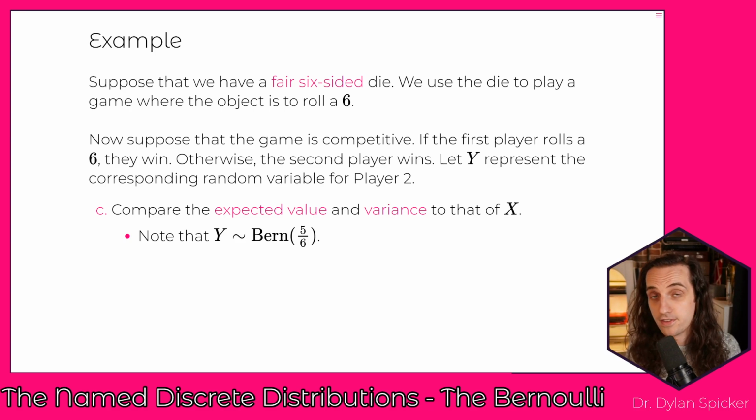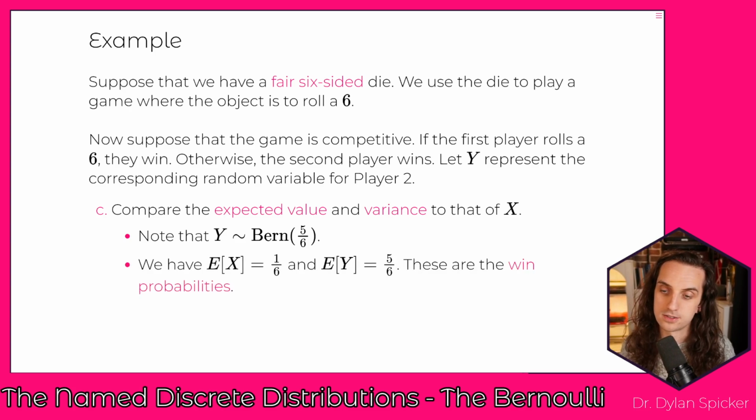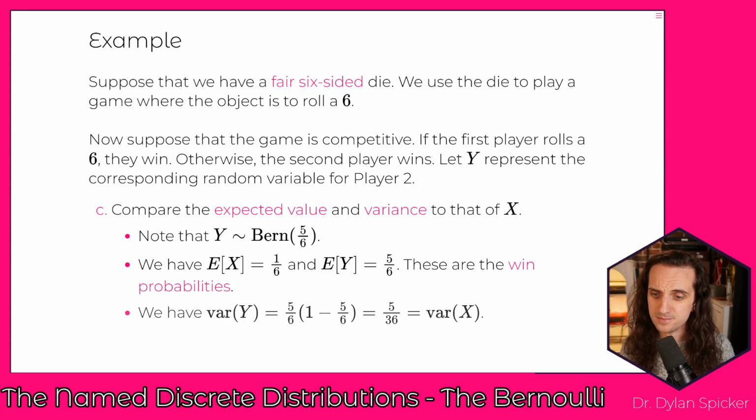And so what's the expected value of a Bernoulli 5 over 6 random variable? It's just equal to p. P in this case is 5 over 6. So the expected value of x is 1 out of 6. The expected value of y is 5 over 6. These simply represent the individual winning probabilities. X wins 1 over 6 of the time. Y wins 5 over 6 of the time.